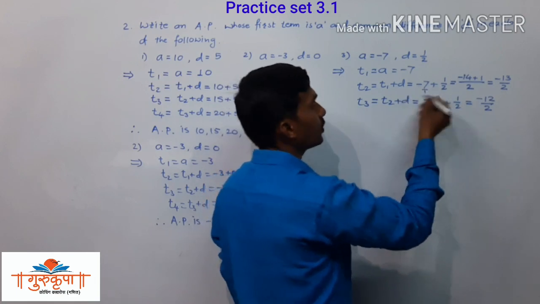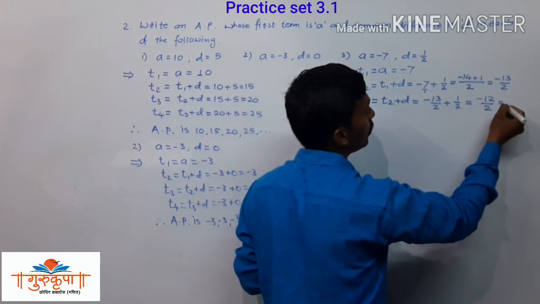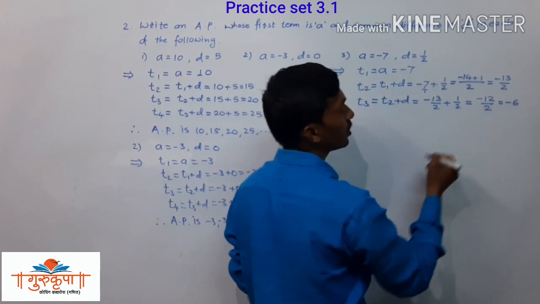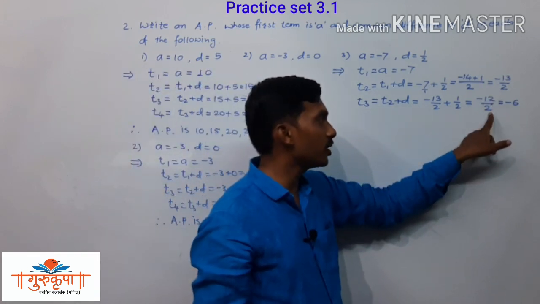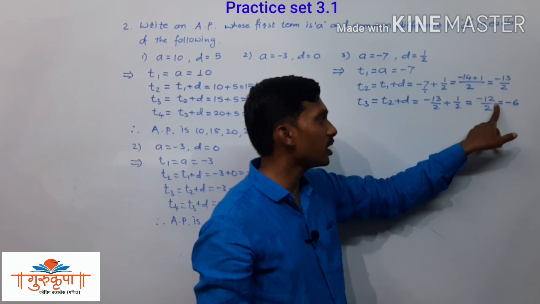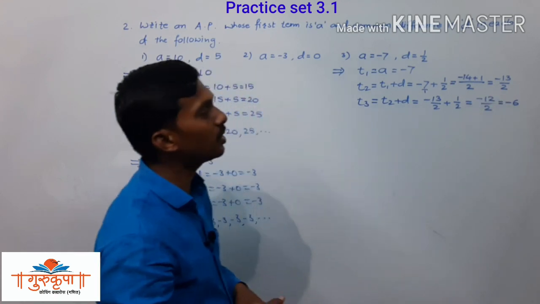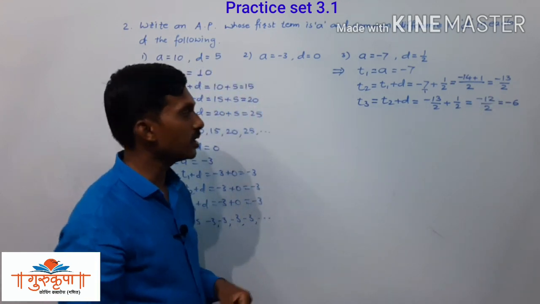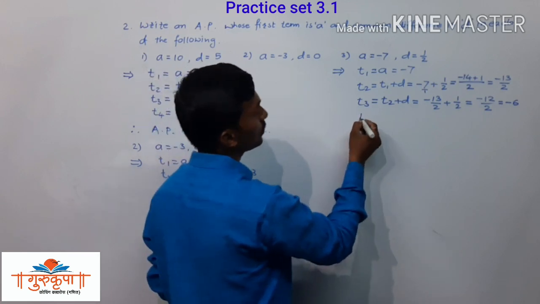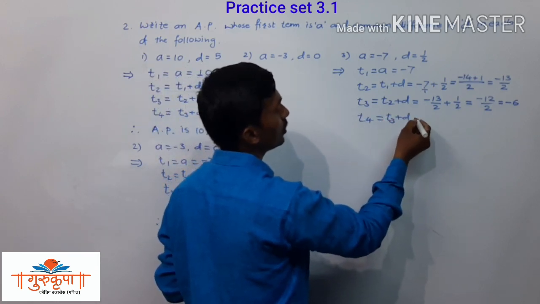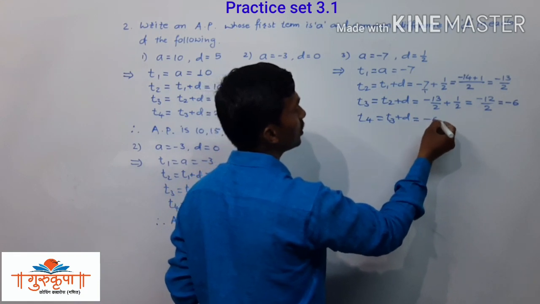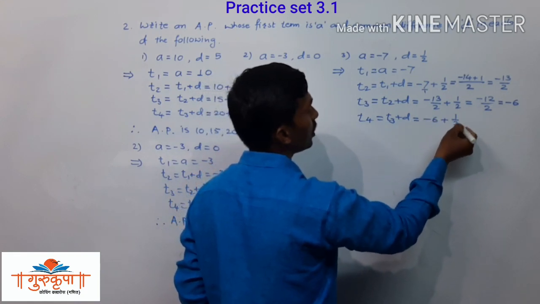And we take the subtraction of numerator, and it is equal to minus 6. 2 6s are 12. We divide this 12 by 2. This is 2 6s are 12, and the minus sign remains as it is. So we have T3 is equal to minus 6. Now we have to get T4. This T4 is equal to T3 plus D. T3 is minus 6 plus D is half.